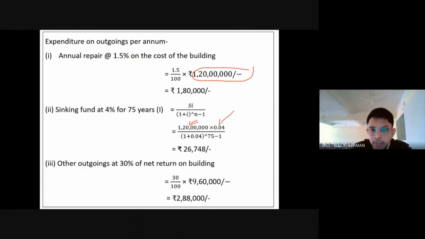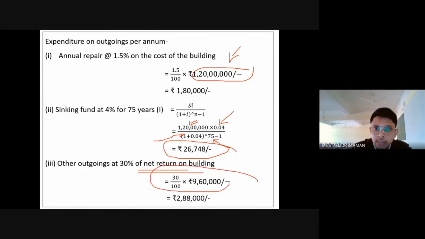Then I is the rate of interest, it's given to us. N is the life of the building, 75 years, it is given to us. So we find out that this much amount of money we shall have to keep aside every year, so that at the end of the life of the building we have this value. Done. Then all other outgoings, 30% on net return. This is on net return.